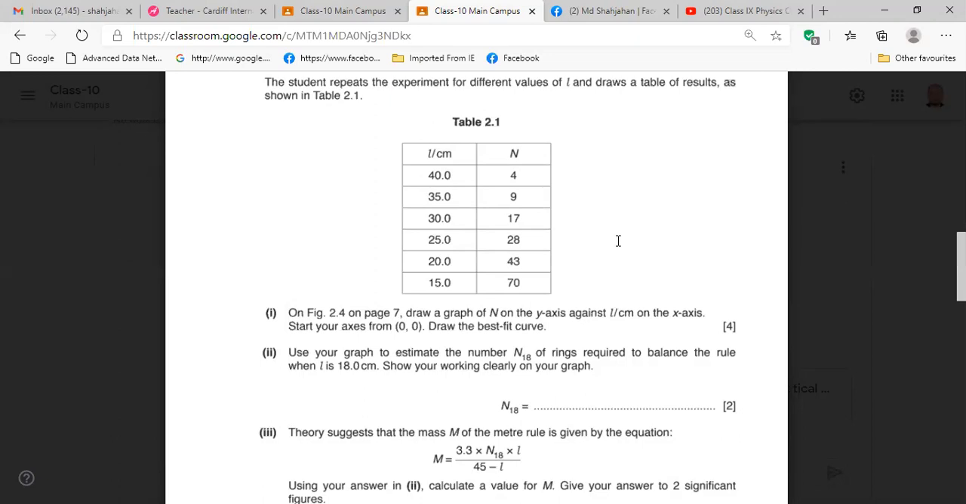Let me check. Yes, it's nice. It's really good. Then you gave the axis and L in centimeters. Yeah, nice. It's good.